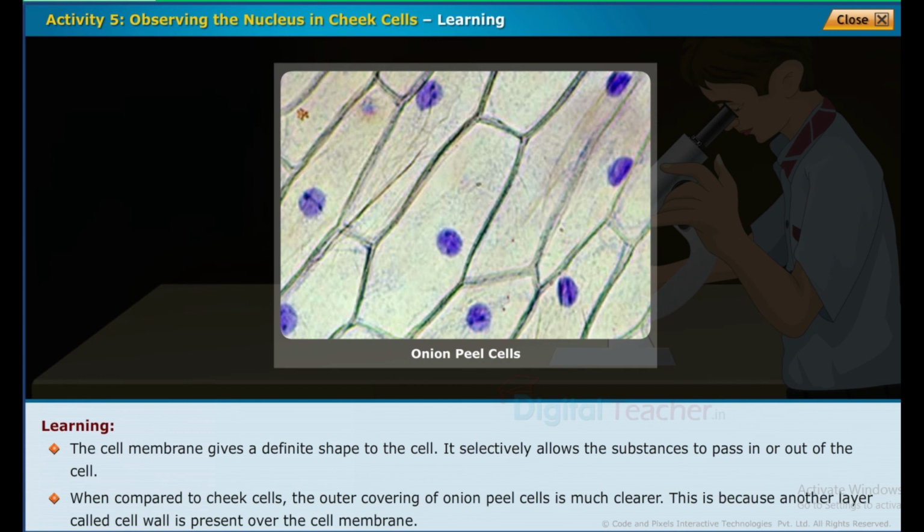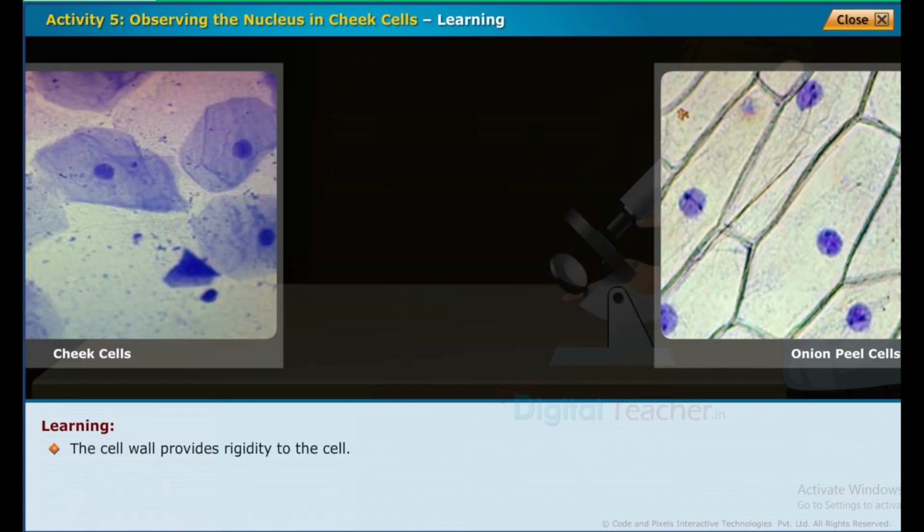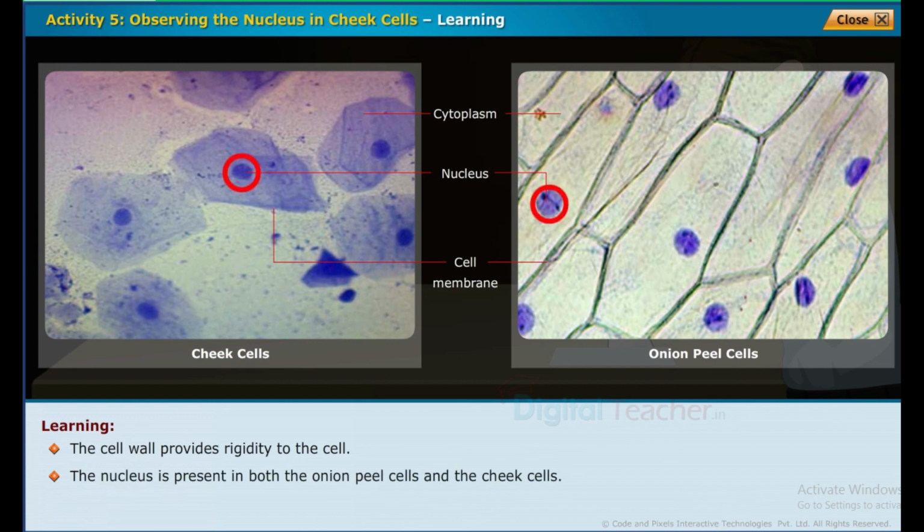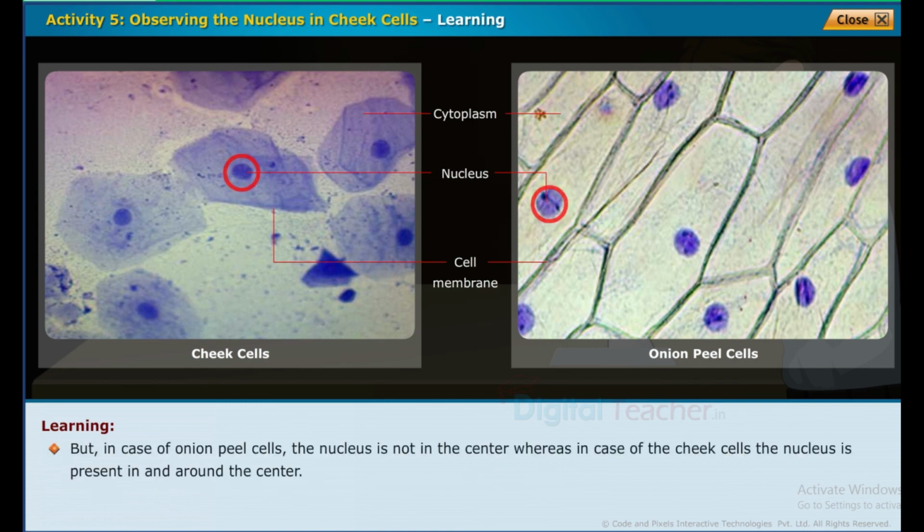When compared to cheek cells, the outer covering of onion peel cells is much clearer. This is because another layer called the cell wall is present over the cell membrane. The cell wall provides rigidity to the cell. The nucleus is present in both the onion peel cells and the cheek cells. But in onion peel cells, the nucleus is not in the center, whereas in cheek cells, the nucleus is present in and around the center.